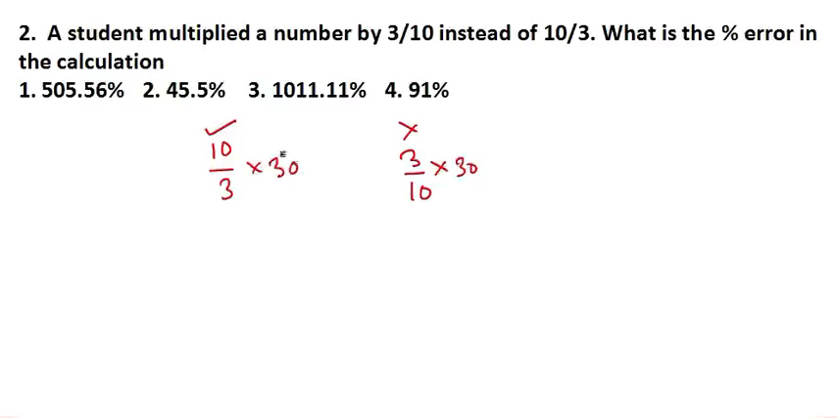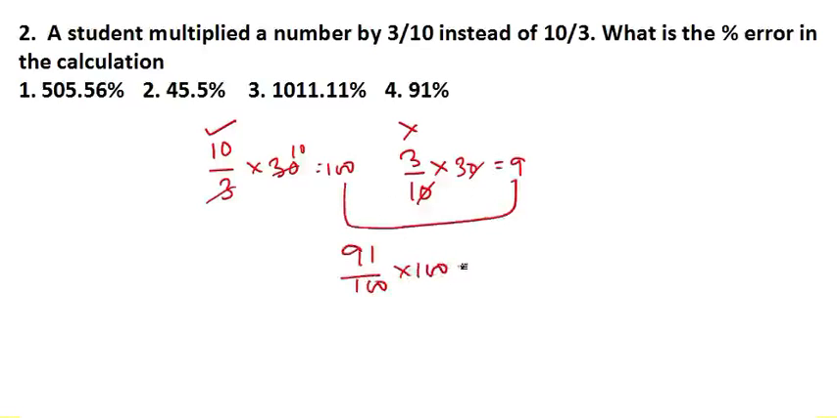It means that your number was 30. So if you cut, you get 100. If you cut here, you get 9. It means that you are supposed to get 100, but you mistakenly got 9. So what is the percentage error? The difference is 91 by 100 into 100. So it is clearly 91%. Means option 4 is the right answer. I hope this is clear. If you have any doubt, please do comment. Okay, let me move ahead.